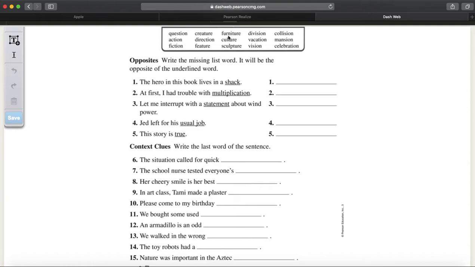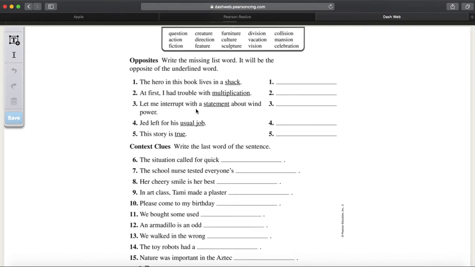At first, I had trouble with multiplication. You know what multiplication is? We just said it. Multiplication is when you multiply in math class. So what is the opposite of multiplication? Division. Okay, we said shack is a small house or a hut. You remember how huts are? Now number 3.